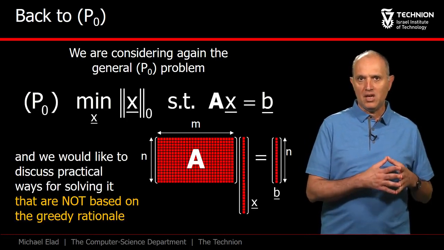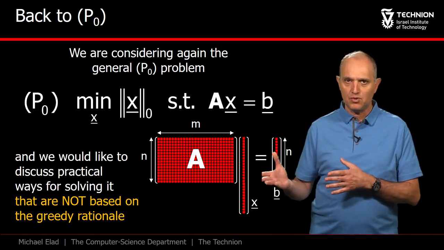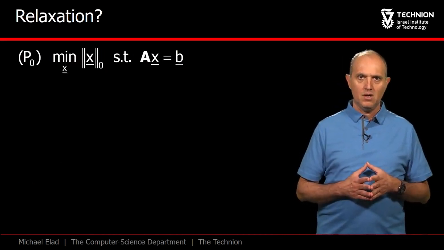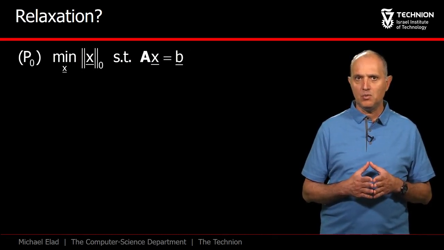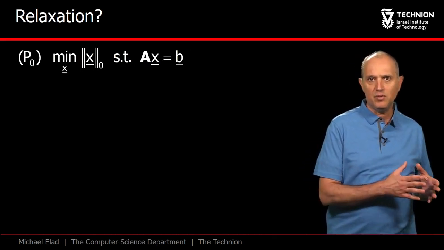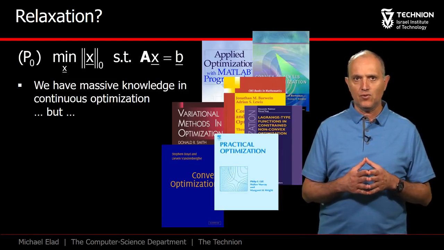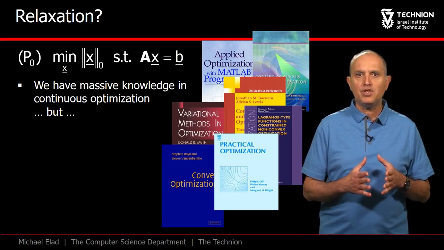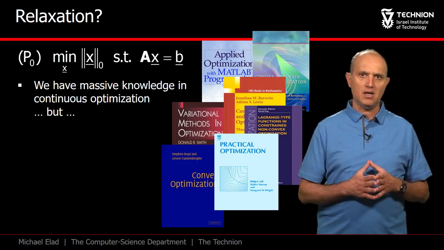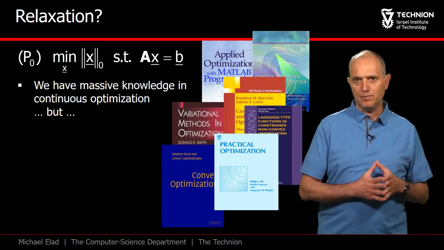And the path we take now is different from the greedy one we have discussed in length so far. Looking at the problem P0, it is yet another optimization task in which X is the unknown to be found. When it comes to continuous optimization tasks of this form, we seem to be well equipped with access to a rich theory and vast set of practical algorithms. So why not simply use these tools for the given problem?